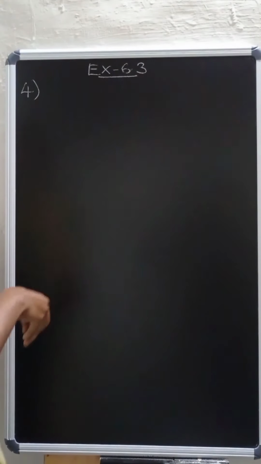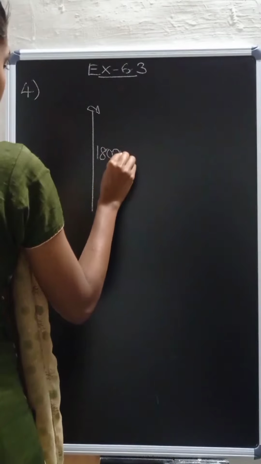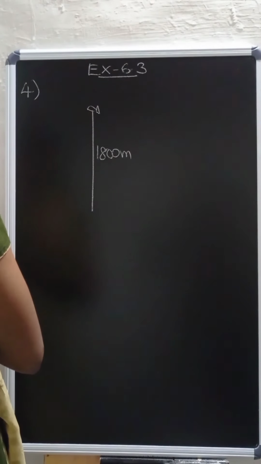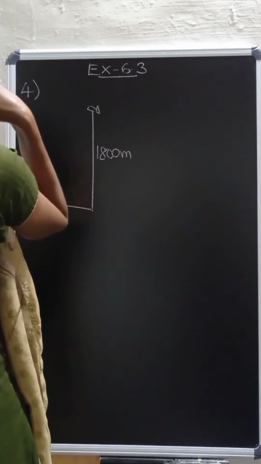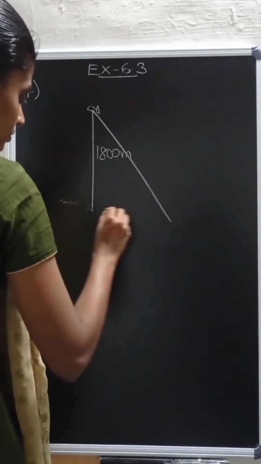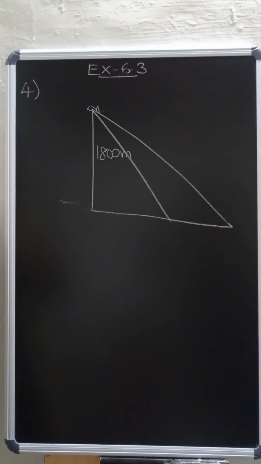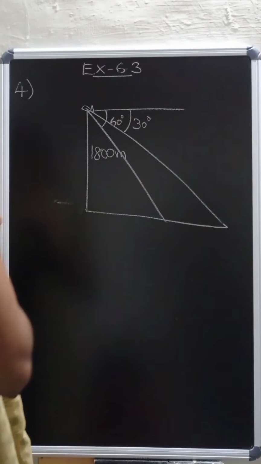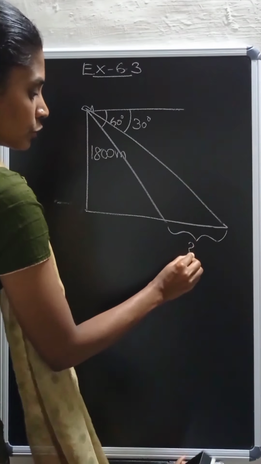An aeroplane at an altitude of 1800 meters. So here you can see the aeroplane, 1800 meters altitude. Finds that two boats are sailing towards it in the same direction. The angles of depression of the boats as observed from the aeroplane are given as 60 degrees and 30 degrees. Find the distance between the two boats. So they are asking you to find the distance between the two boats.